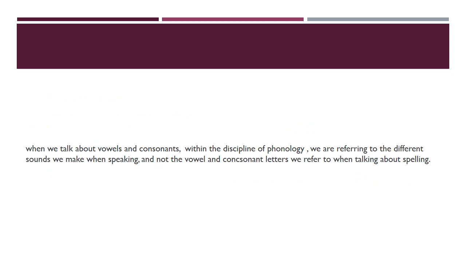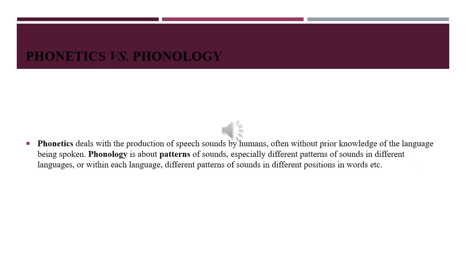When we talk about vowels and consonants within the discipline of phonology, we are referring to the different sounds we make when speaking, and not the vowel and consonant letters we refer to when talking about spelling. So, what are the differences between phonetics and phonology? Phonetics deals with the production of speech sound by humans, often via prior knowledge of the language being spoken. And phonology is about the pattern of sound, especially different patterns of sound in different languages or within each language. Different patterns of sound means different positions in the word.